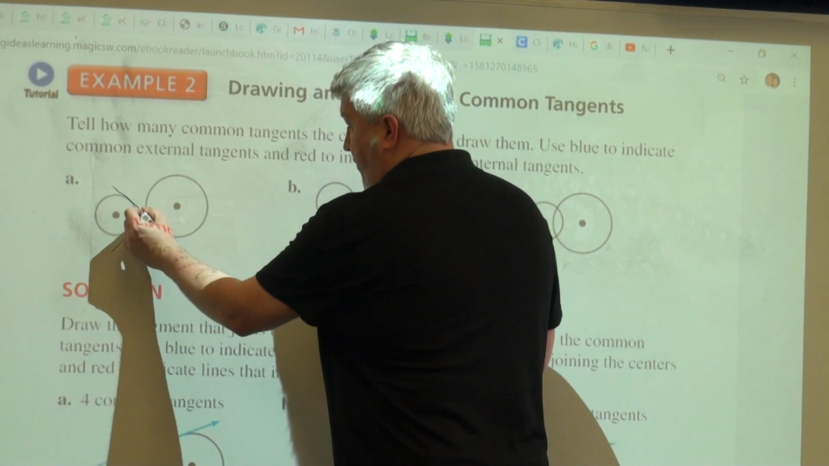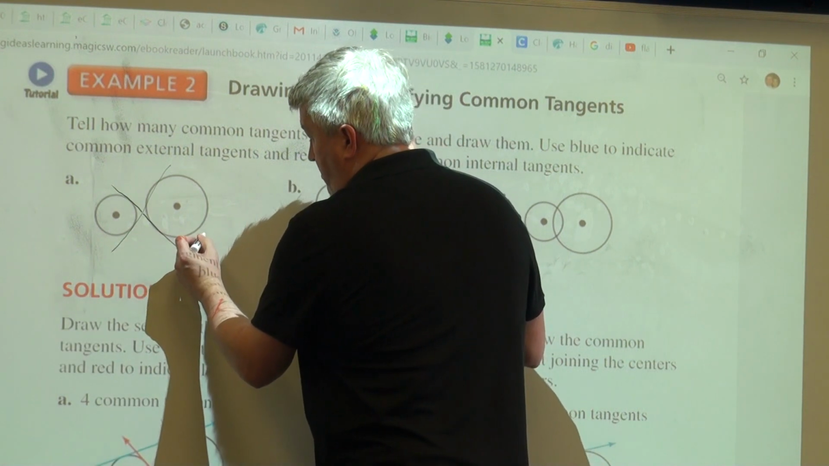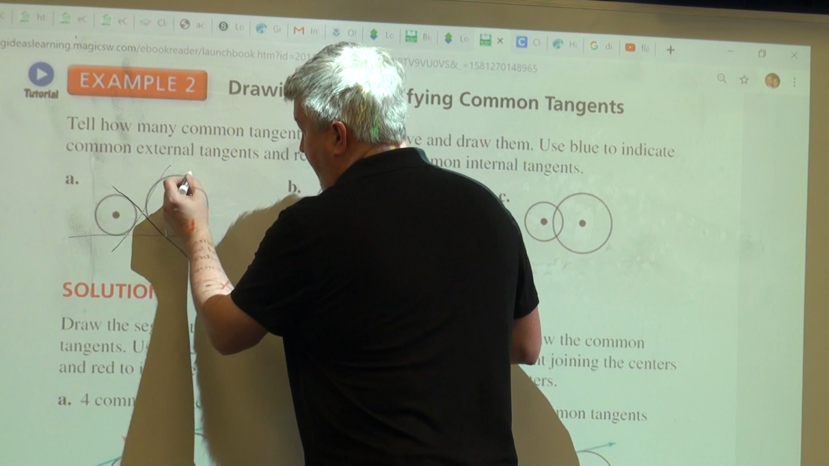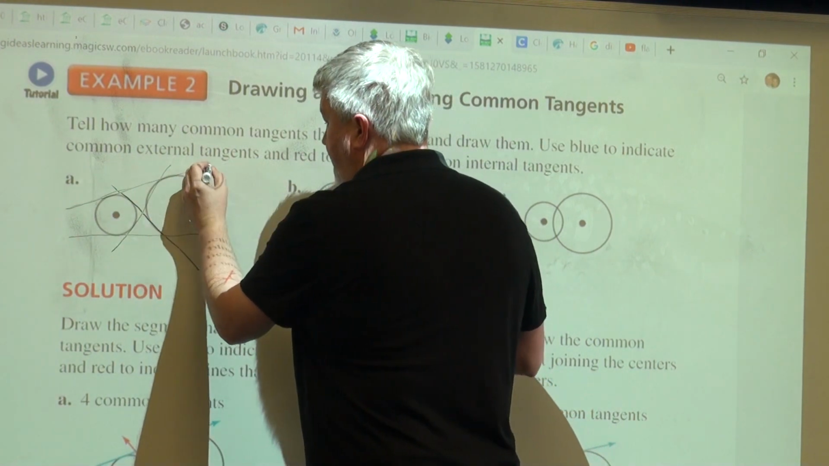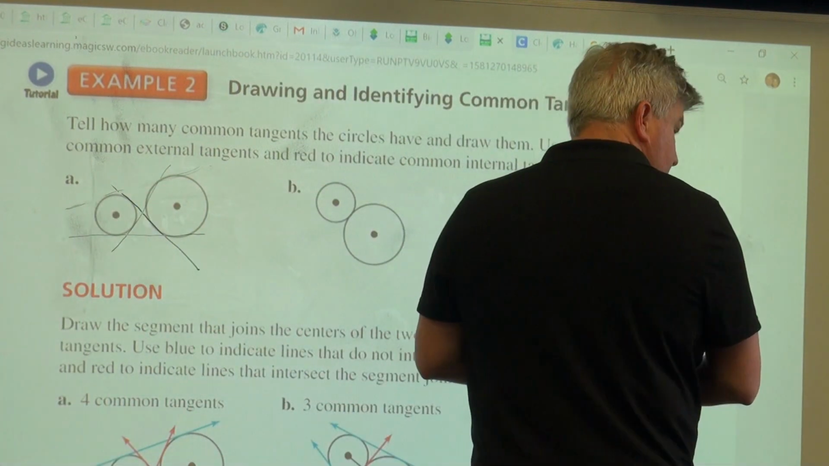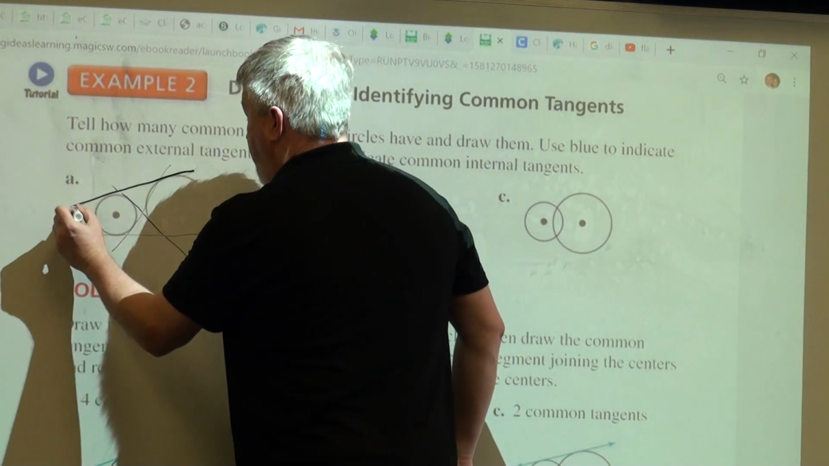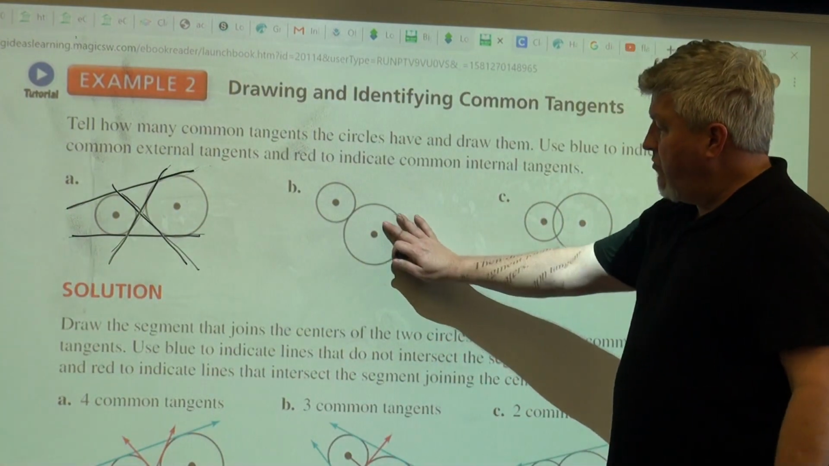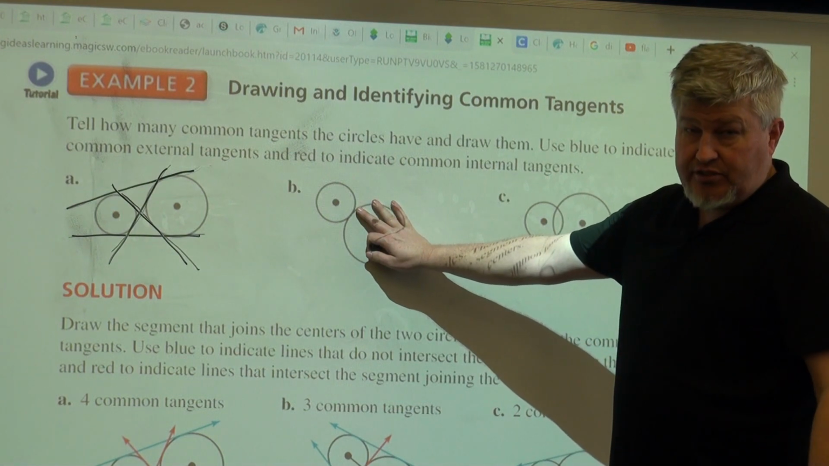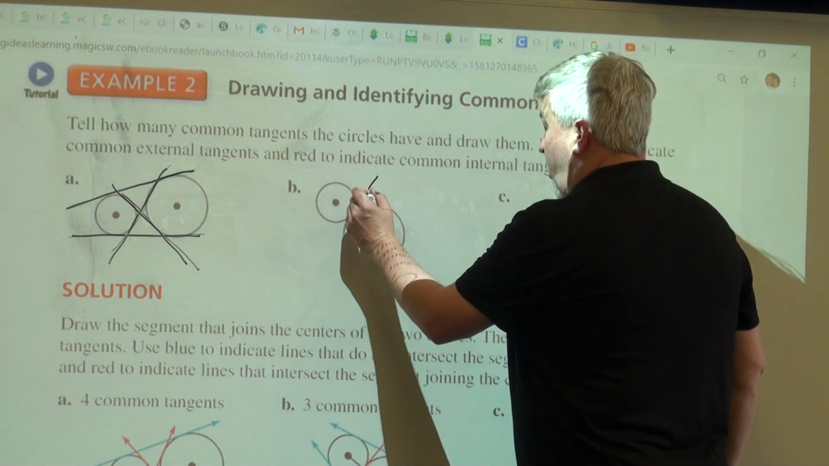And, pardon my freehand drawing, that was terrible, but anyway, you get the idea. And then the 2 external are on the outside. Okay? I grab the worst marker. Oh, there's my good black marker. All right, so you've got the common internal and the common external. But I have 2 circles that touch. They form a common point of tangency, which I can just draw only one line through.